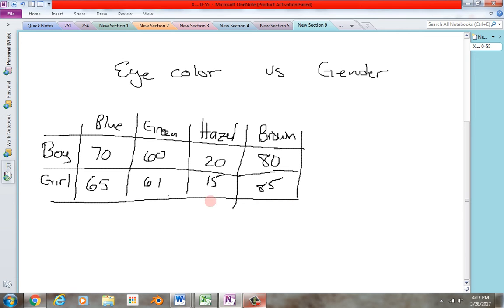Now, notice that there were 135 blue-eyed folk, 121 green, 35 hazel and 165 brown eyes. There were 230 men. And, oh, geez, there's 226, I think, women. Should be a grand total of 456 if I didn't screw it up.